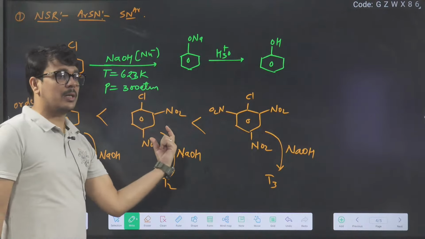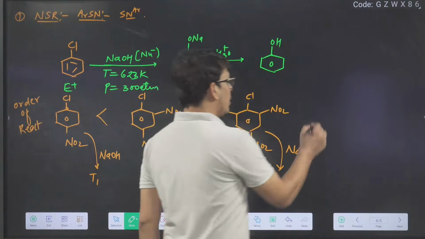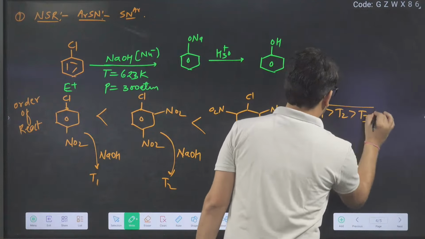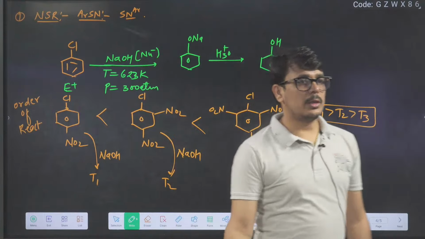Here how many groups are there? 2. Here how many are there? 3. So the order will be T1, T2, and then T3. T1, T2, and T3.